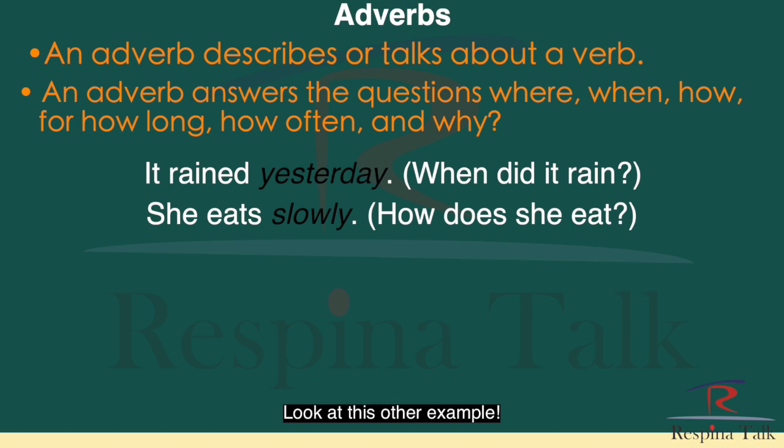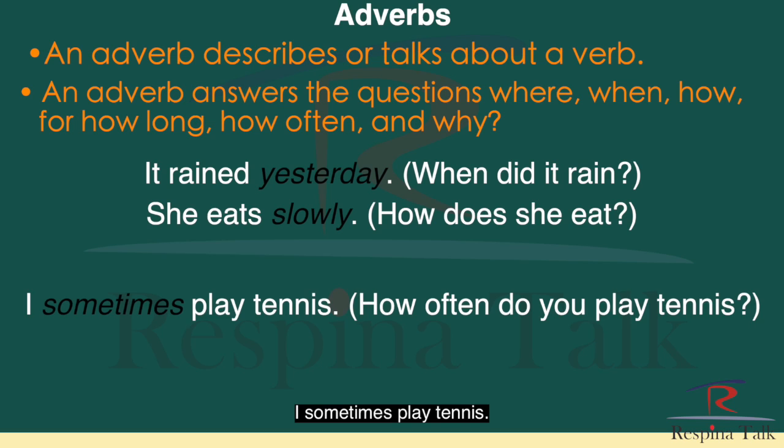Look at this other example. I sometimes play tennis. Here, sometimes is the adverb, and it answers the question, how often do you play tennis?